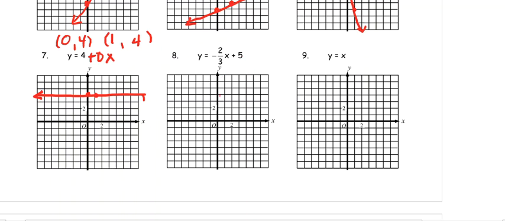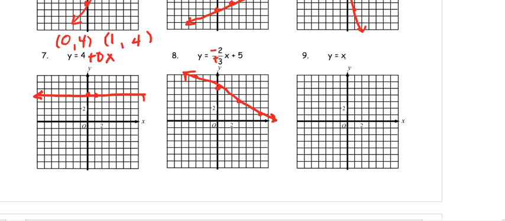5, so go up 5. I'm going to make the top negative and the bottom positive. So go down 2, to the right 3, go down 2, to the right 3. And if you want to go the other way, just change the signs. Up, positive, negative. So up 2, to the left 3. And that's your graph.